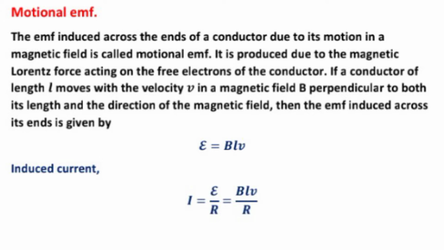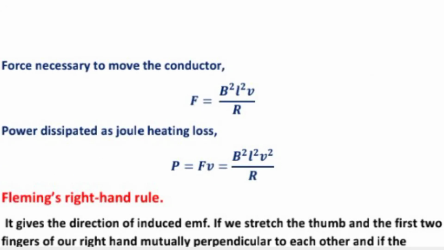Induced current I equal to epsilon upon R, and that will be BLv upon R. Force necessary to move the conductor, F equal to B square L square v upon R. Power dissipated as Joule heating loss, P equal to Fv, and that will be B square L square v square upon R.